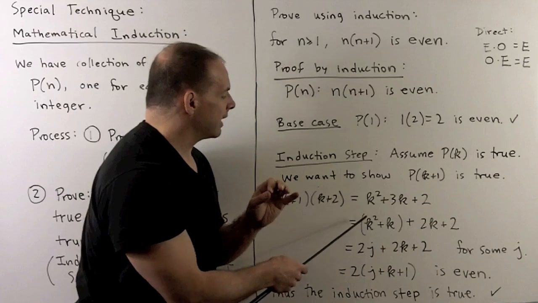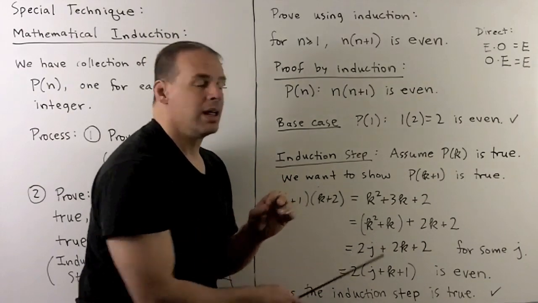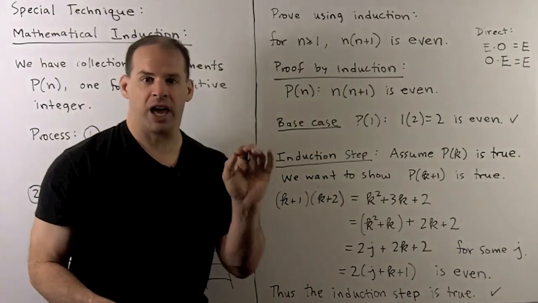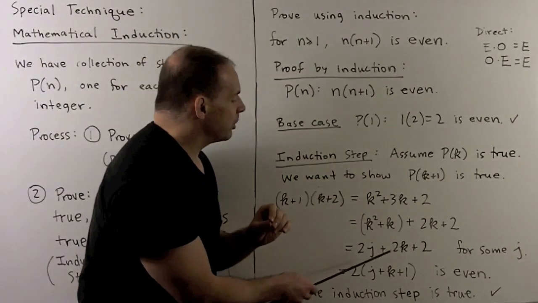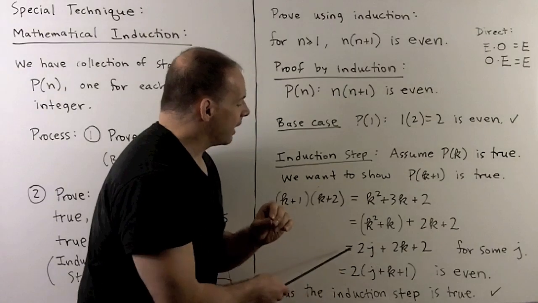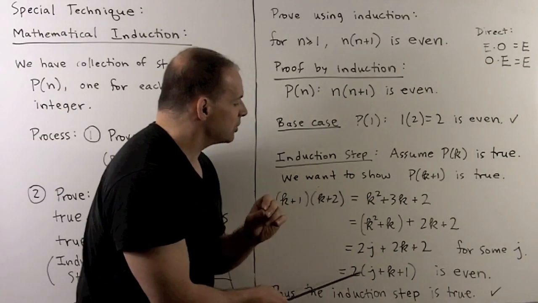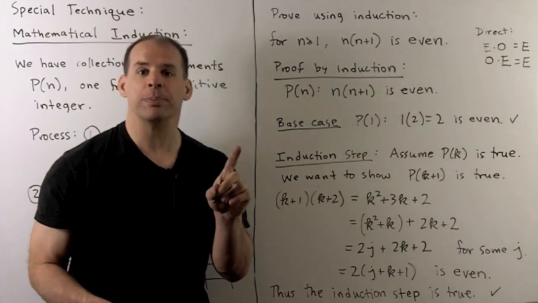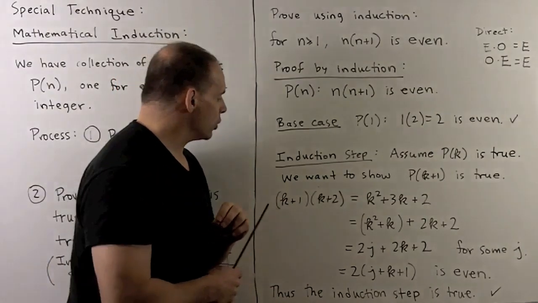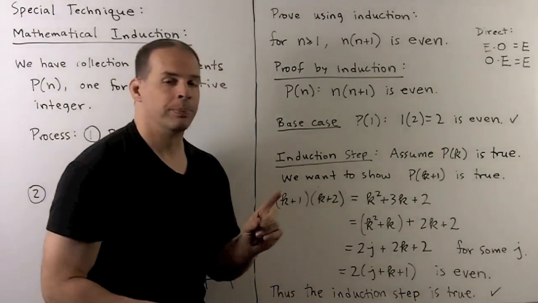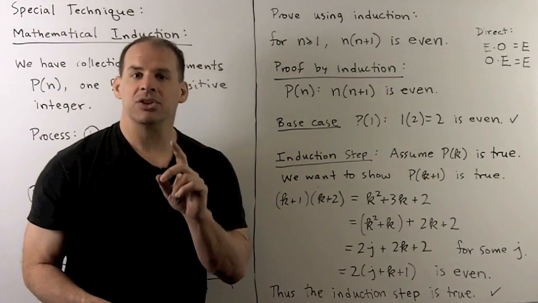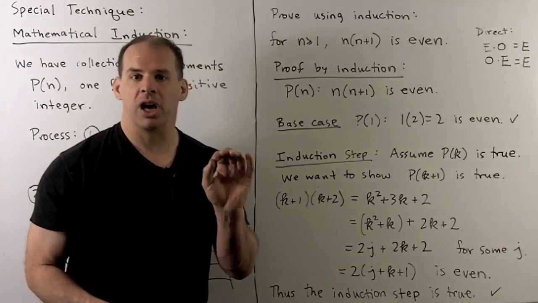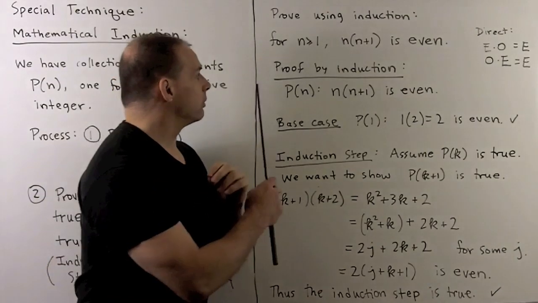Now, because we're assuming that k squared plus k is even, that means we could write that as 2 times j for some integer j. So I'll have 2j plus 2k plus 2. I could factor a 2 out of this, and I get 2 times j plus k plus 1. I have 2 times an integer, so that means our original number is an even number. That means our induction step is true. So that means our proof by induction holds. So our theorem is true.